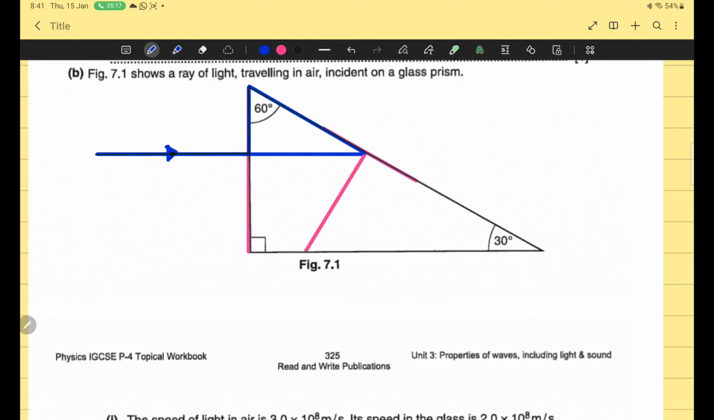Okay, listen. Right now I have drawn a blue right-angle triangle. In this right-angle triangle, this is a 90-degree angle, and 90 minus 60 gives a 30-degree angle. And if it is 30, then obviously the angle with the normal, because this is the normal, is called angle I. Angle I is 60.